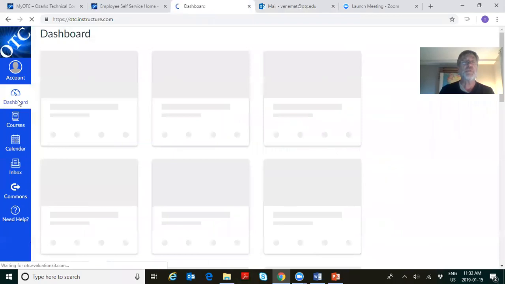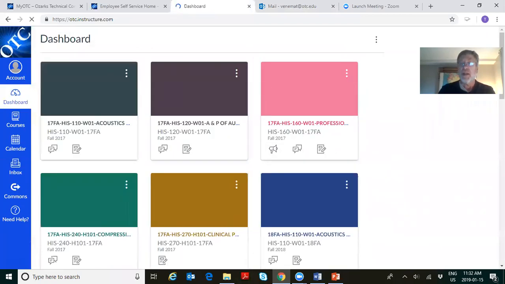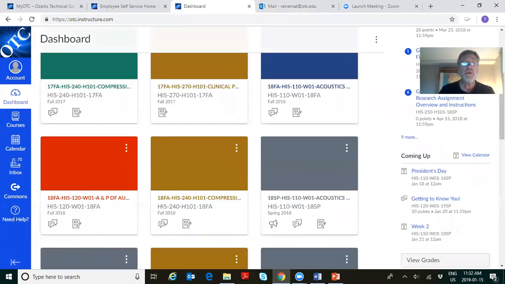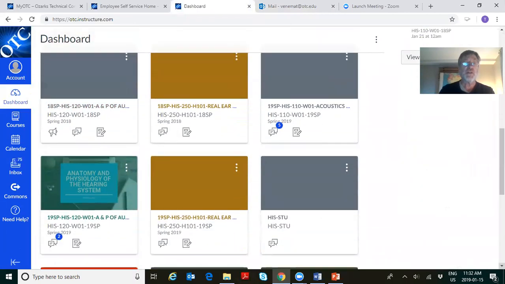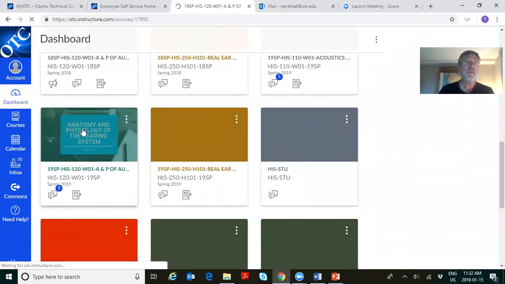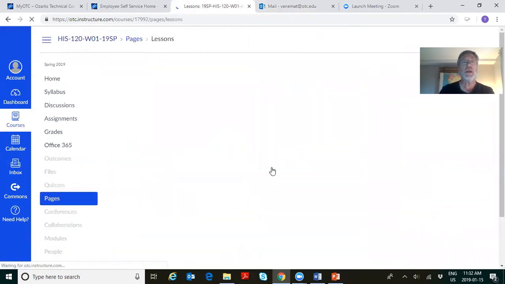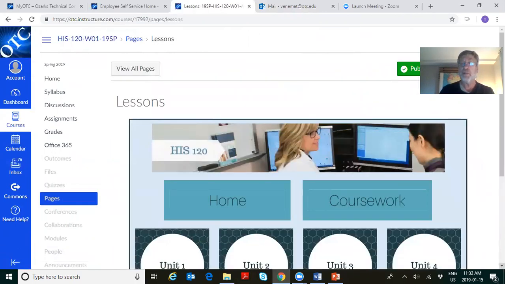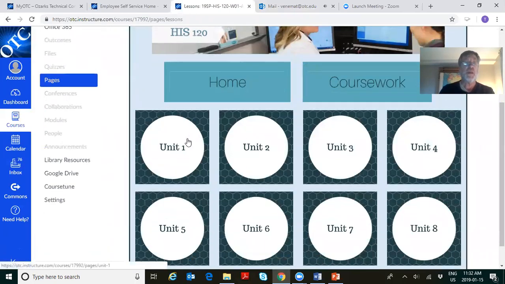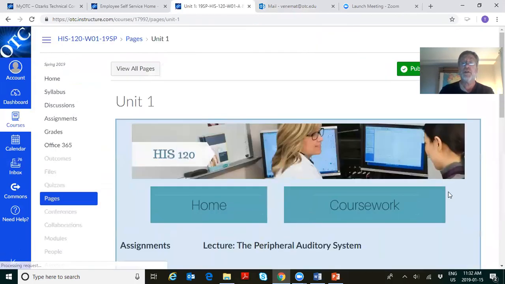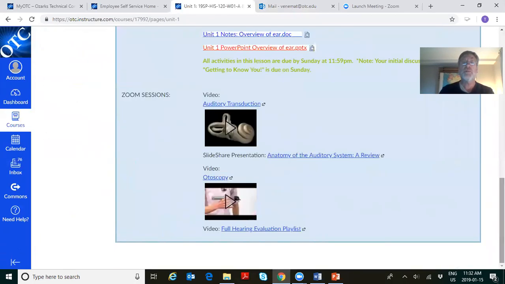If I'm on the dashboard, I'll click up and we'll scroll on down all the way. Yours might look a little different from mine, but here's our anatomy one. If I click on that, then I see this screen here. And the part that I've omitted to tell people, I'm sorry about that, is you click under coursework. And now you will see the units pop up. When you click under units, there's your stuff. There's your notes, and there's your PowerPoint.